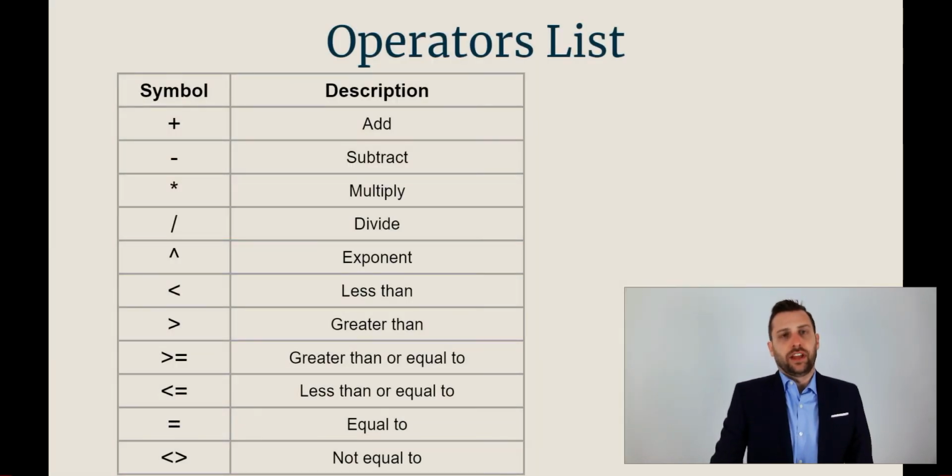Here is your operator list. I'm going to flip by this. Feel free to reference it in the future. Most notably, I think, is at the bottom, these last 4. Greater than or equal to looks like this. Less than or equal to, equals, and does not equal to.